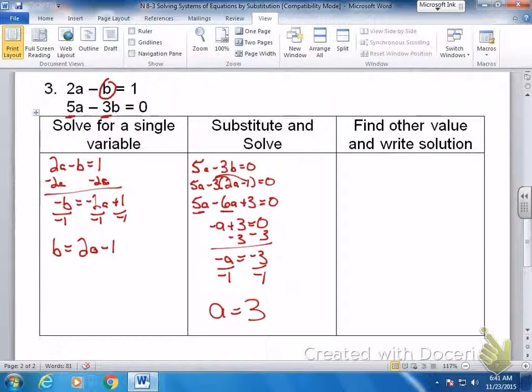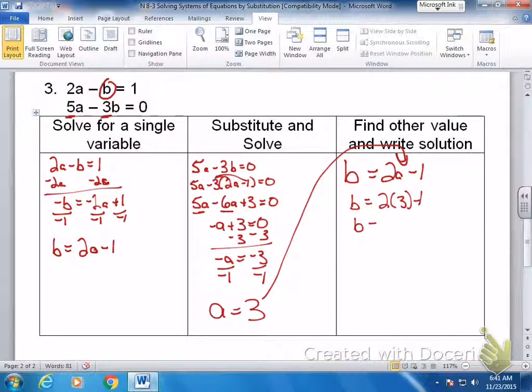So now we can go back to the equation we solved for in the first one. We got B equals 2A minus 1, and I know what A is, so I'm going to plug it back in. So I get B equals 2 times 3 minus 1, which is B equals 6 minus 1, which gives us B equals 5. So now I've got my A and B, so I'm going to write my solution. I got A is 3 and B is 5.